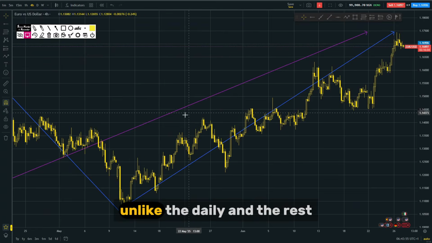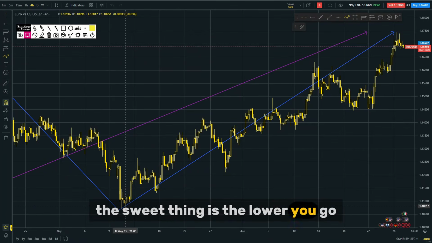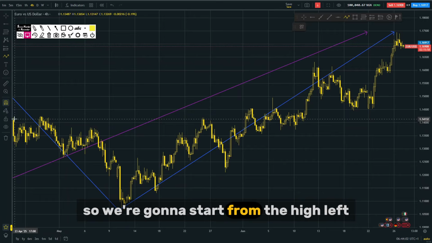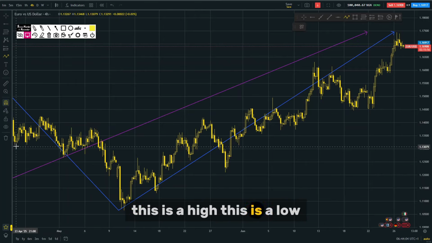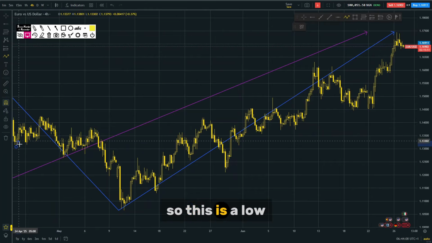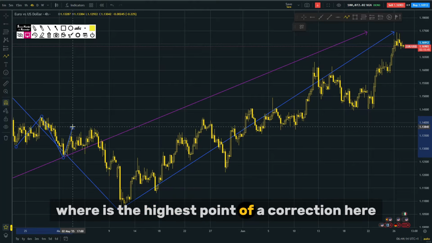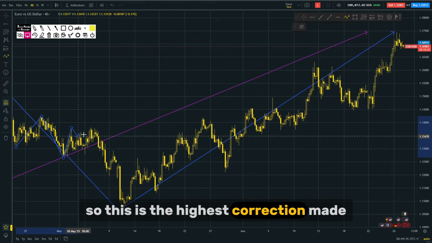Now, unlike the daily and the rest, the sweet thing is the lower you go, the more structure you can see. So we're going to start from the hard left. This is the high, this is the low, and I'm seeing price making a lot of moves here. So this is the low, this high, price took out this low and then retraced. Where's the highest point of a correction here? So this is the highest correction made.